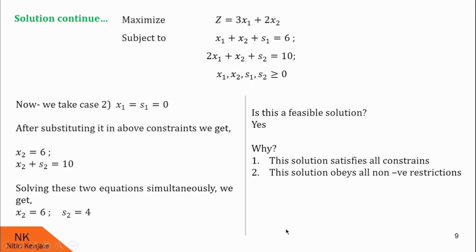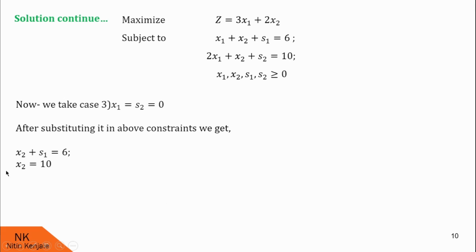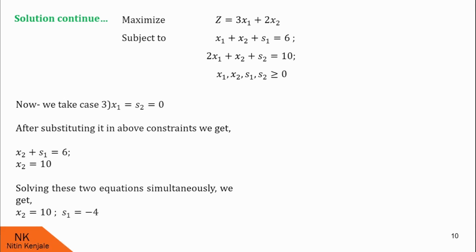Now let us proceed for case 3, where we are keeping x1 and s2 equal to 0. When we substitute this in these constraints, we get x2 plus s1 is equal to 6 from the first constraint, and second we get x2 is equal to 10 from the second constraint. Let us substitute x2 is equal to 10 over here. We see the solution is s1 is equal to minus 4. So the solution obtained is x1 is 0, s2 is 0, x2 is 10, s1 is minus 4.